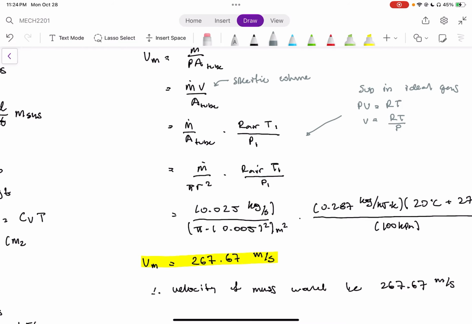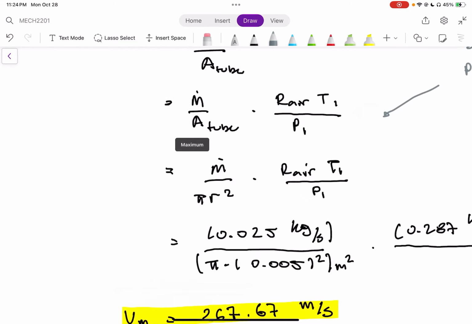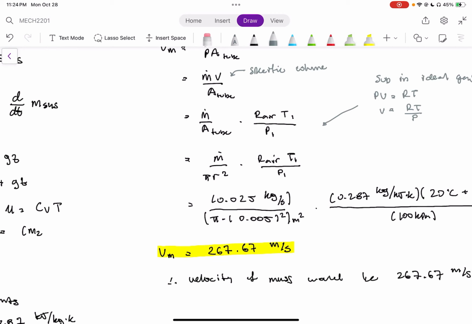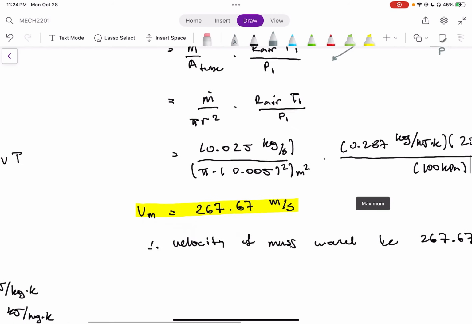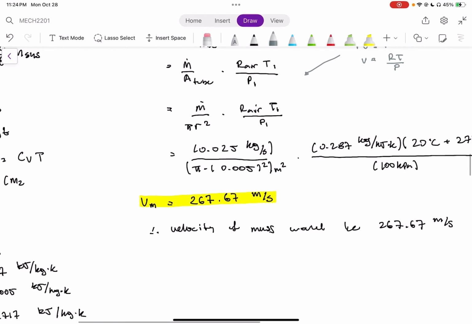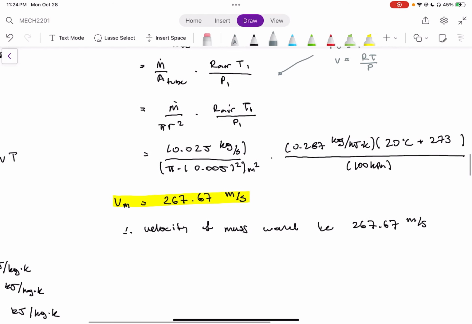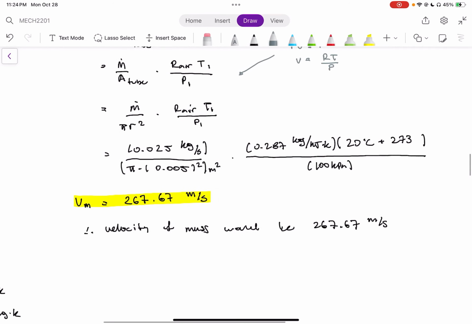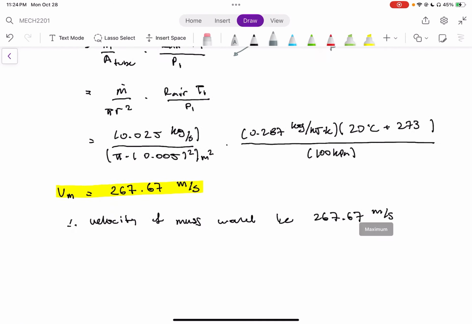Now we substitute A, the area of the tube, with pi r squared, which transforms into all the variables that were given, and we get that the velocity is 267.67 meters per second. So the velocity of the mass would be that number.